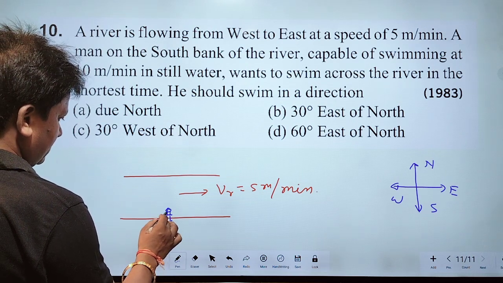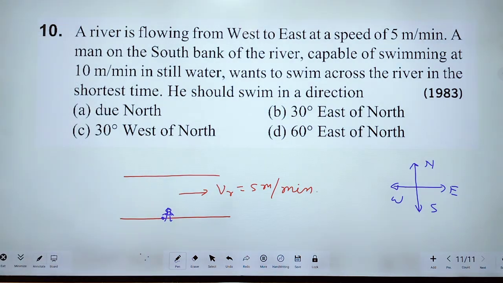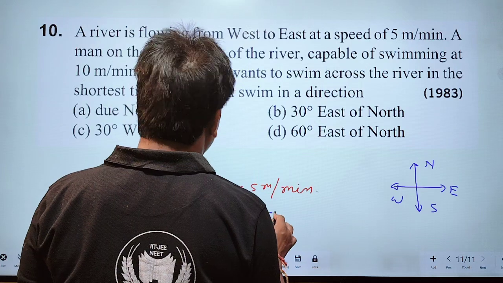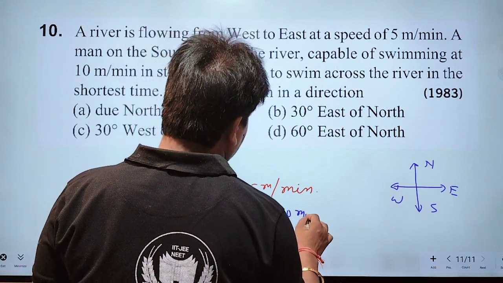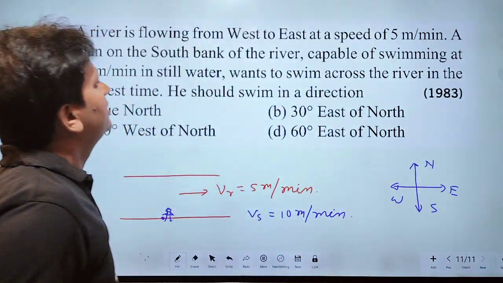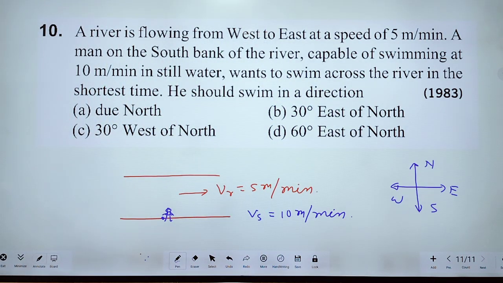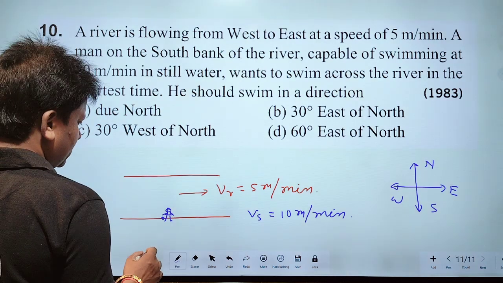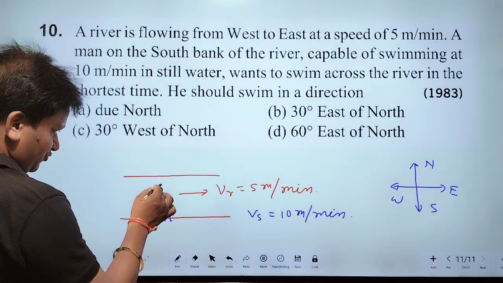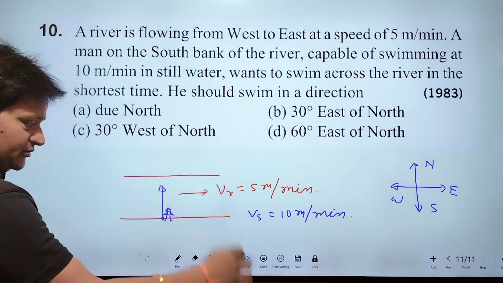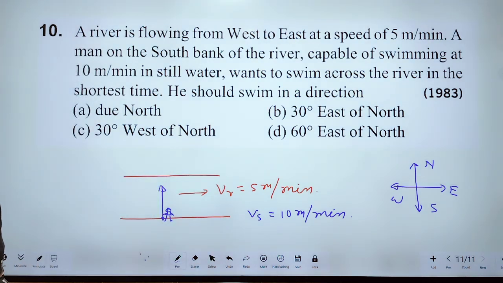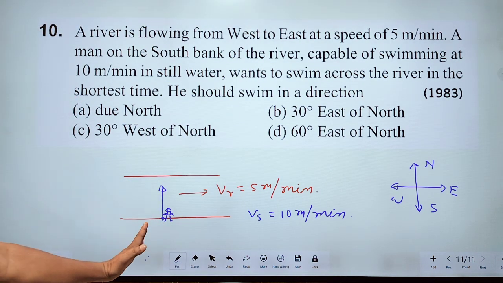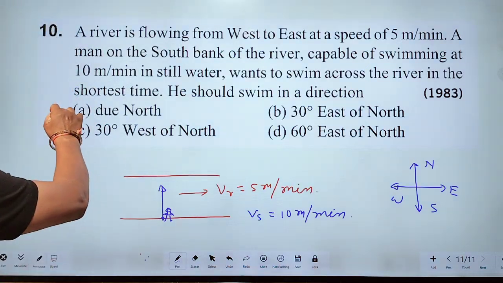The man on the south bank of the river is capable of swimming at 10 meter per minute in still water. This means the speed of the swimmer is given as 10 meter per minute. If he wants to swim across the river in shortest time, he should swim in which direction? For shortest time, the swimmer should swim perpendicular. I have already taught you. Therefore, direction will be towards north. This is the correct answer.